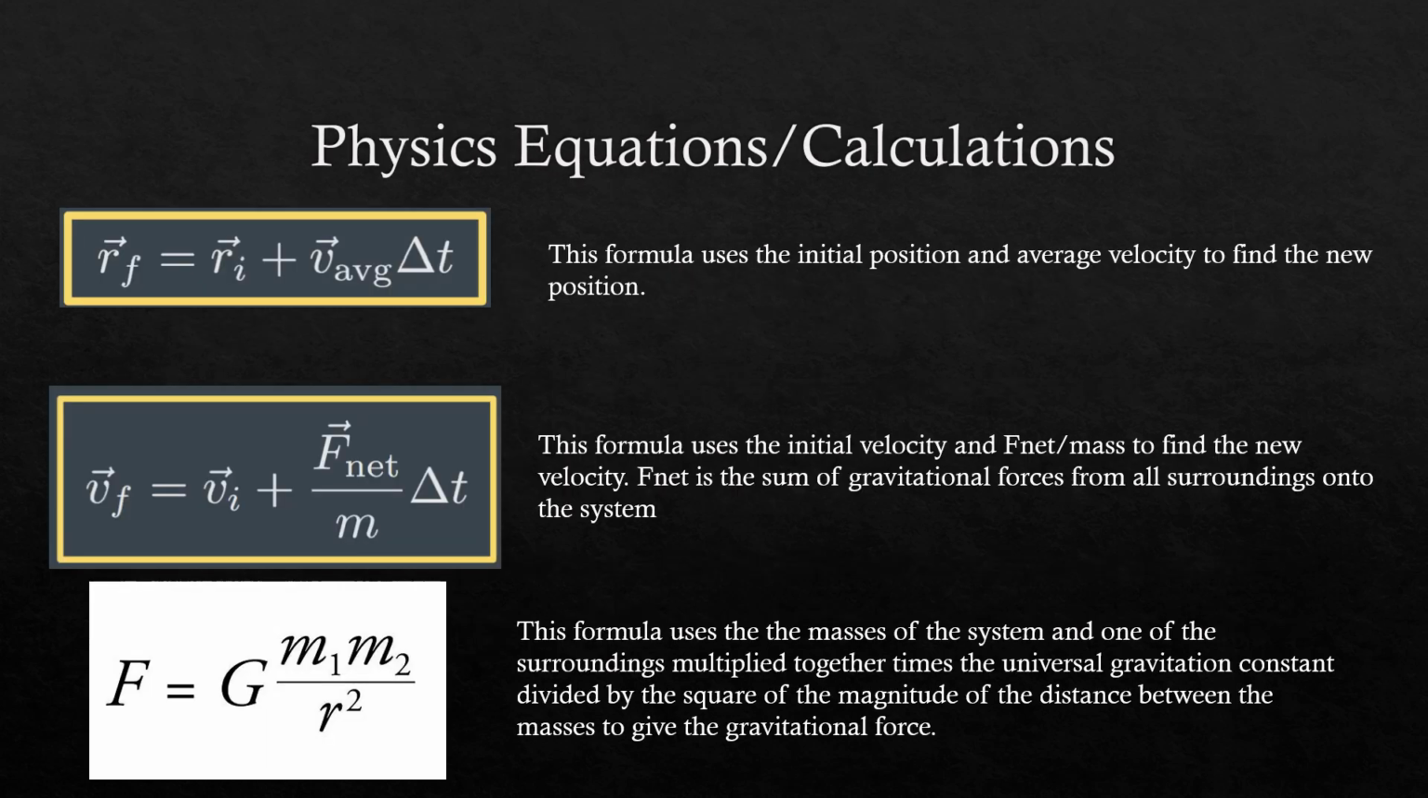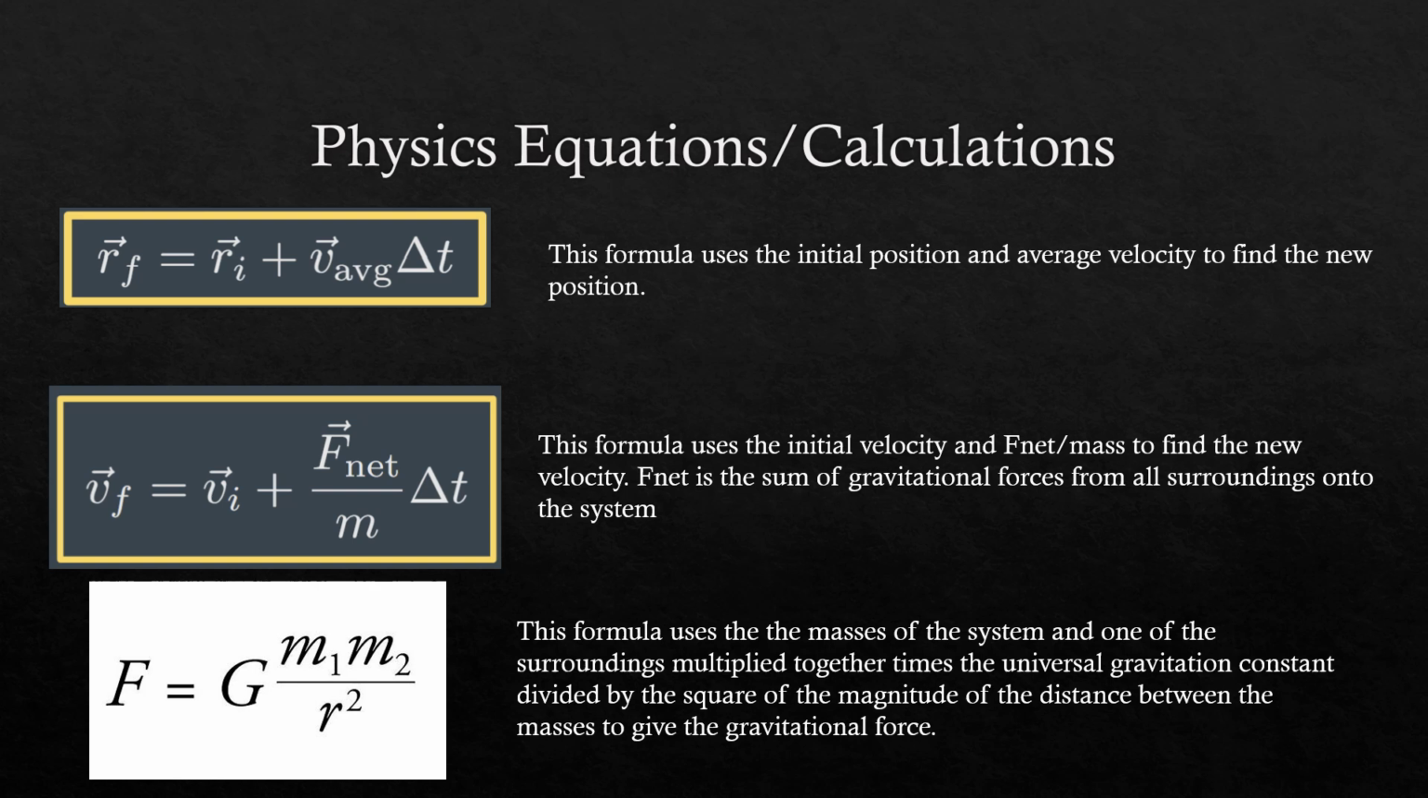For our physics equations, we used both the position and velocity update formulas and the universal gravitational formula. The position and velocity update formulas were used so we could track the orbits of both the moon and the spaceship and of the star, as the net force could have changed, and for the ship it did.